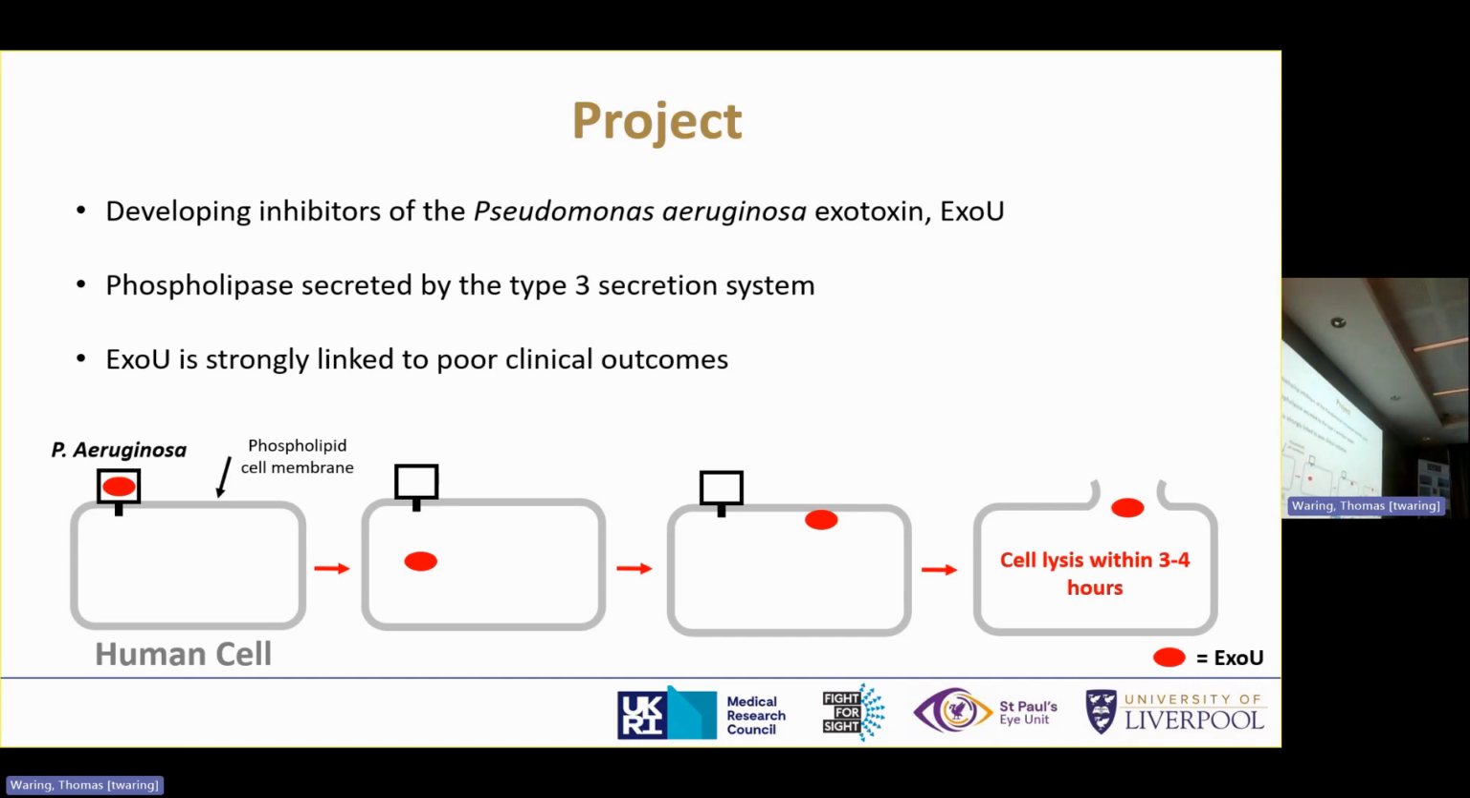A quick schematic at the bottom, very cartoonized as such. The Pseudomonas attaches to human cells. It secretes the exotoxin U, which is this red molecule, by its type 3 secretion system. It binds with cofactors, localizes to the cell membrane, and then conducts its enzymatic cell lysis within 3 or 4 hours.